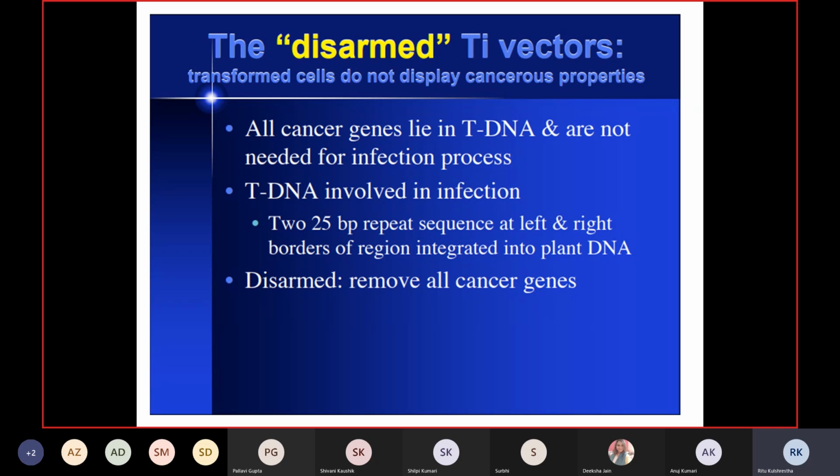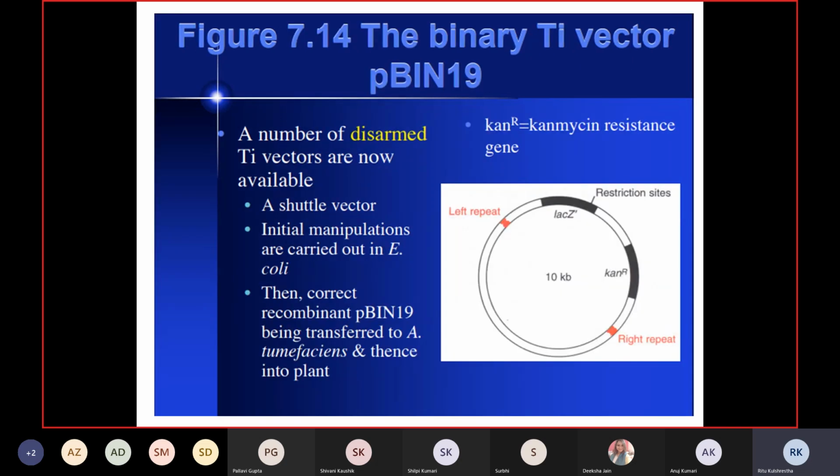So what other changes have they made in the Ti vectors? What they have done is, this is, let's say, the more commonly used binary Ti vector. As compared to the co-integration strategy, I think the binary vector strategy is easier because it doesn't rely on the recombination event. And one of the binary vectors is shown here.